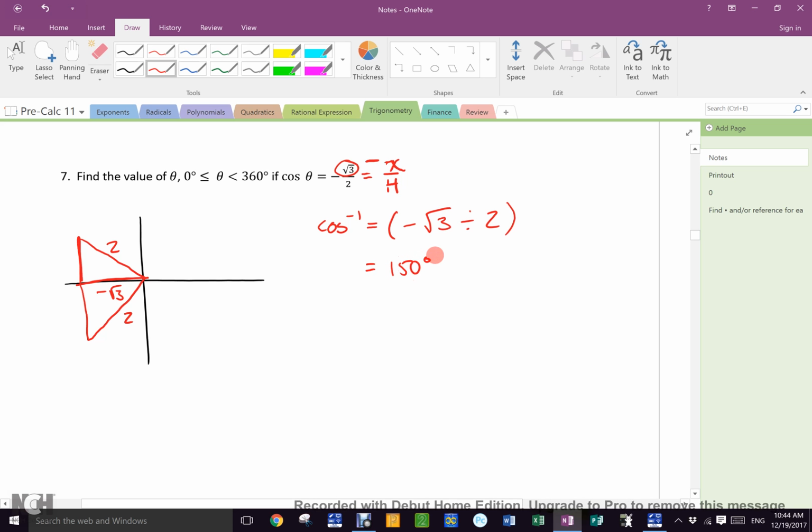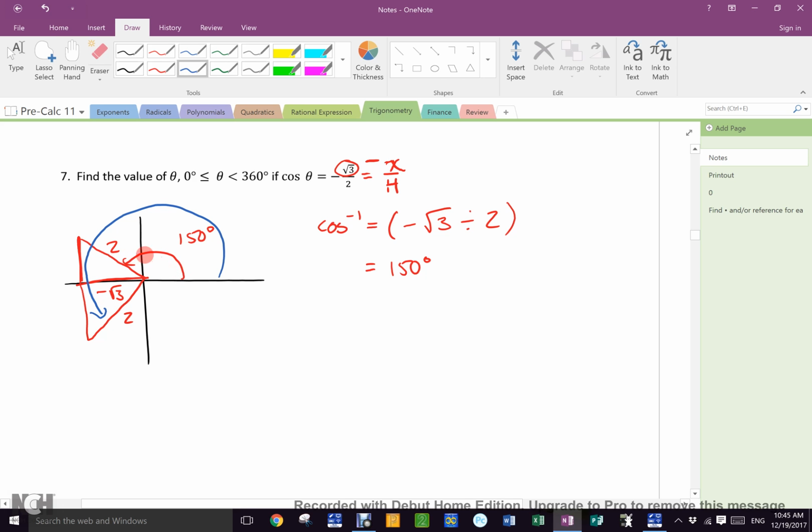Now, this is what I was talking about. Your calculator can think between 0 and 180. So this gave me 150, right? Does it make sense that that's a reference angle? No. So it gave me one of my thetas, right? But it also could have given me this. But my calculator doesn't think well past 180.